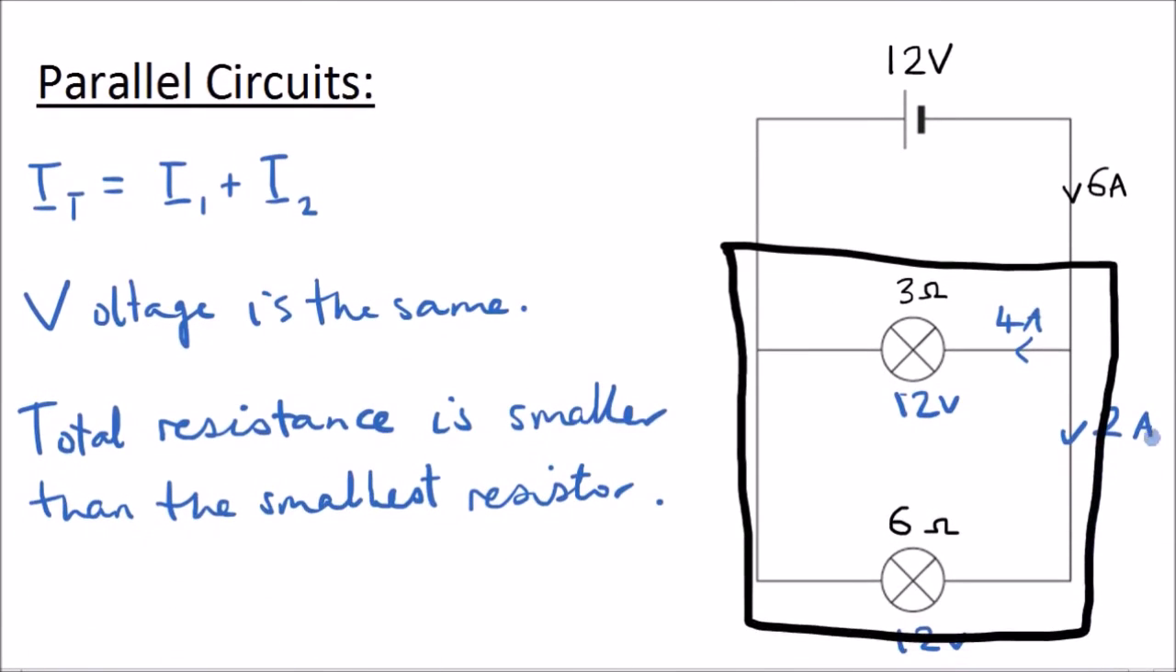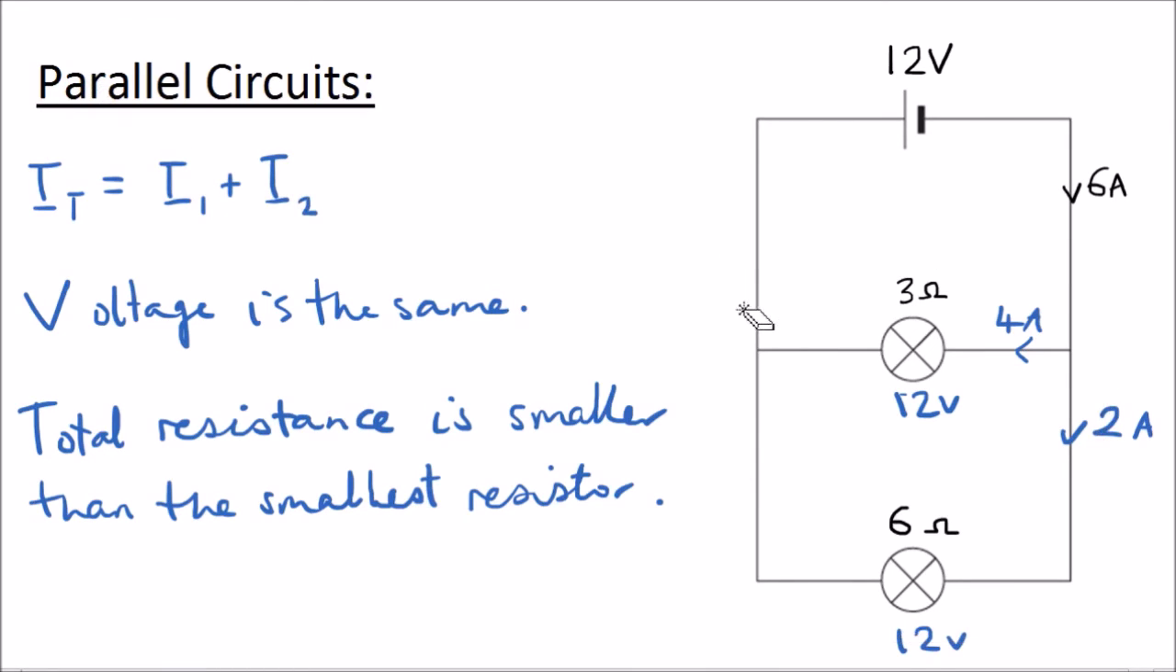Moving on to a parallel circuit, we know that the current will split at a junction and that the total current is equal to the sum of the individual currents that split off. We also know that the voltage is the same across any of these components in a parallel circuit, and that the total resistance is going to be smaller than the smallest resistor.